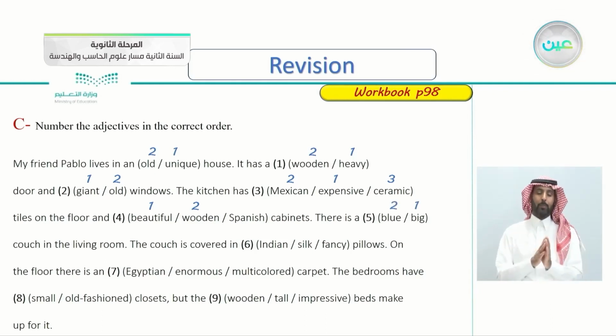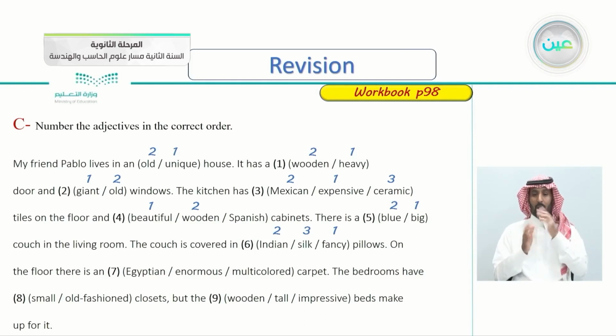There is a blue big couch. So there is a big blue couch. So we begin with the size, then the color. There is a big blue couch in the living room. The couch is covered in Indian silk fancy pillows. So Indian is a nationality, silk is a material, fancy is an opinion, and we are describing the pillows. So let's see the answer here. So we begin with an opinion, of course, covered in fancy Indian silk pillows.